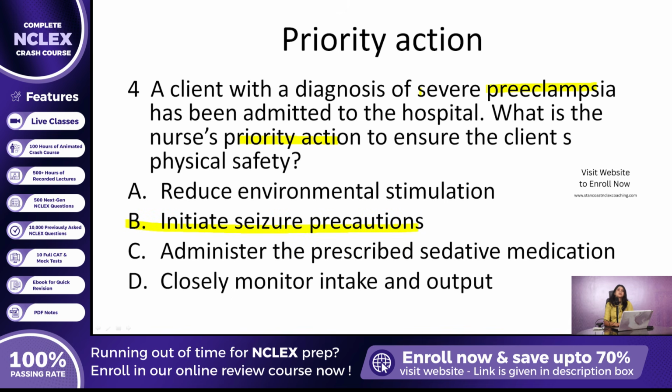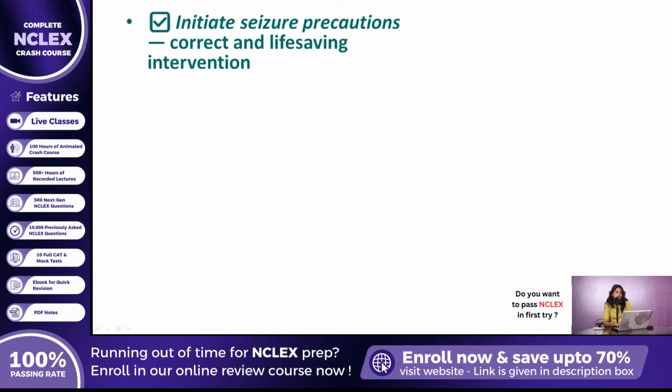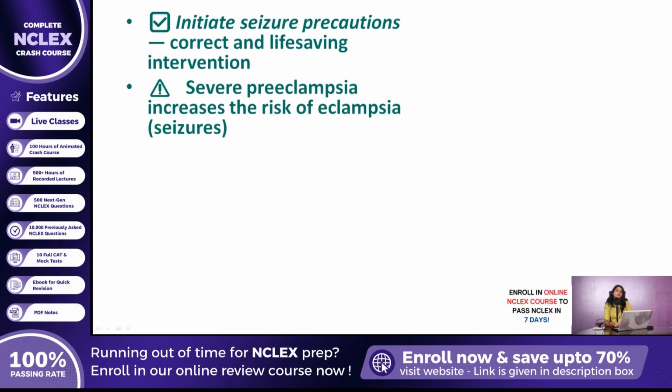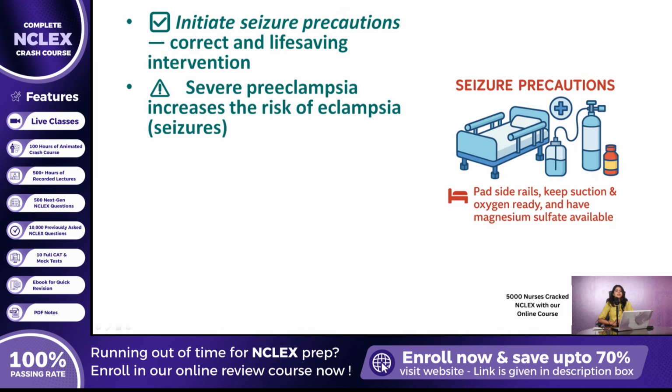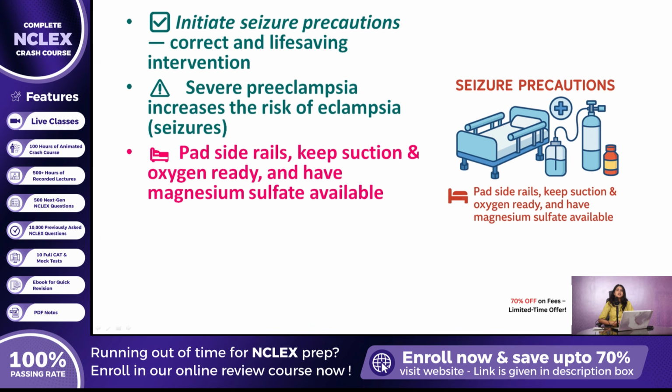Initiate seizure precautions. This is the correct answer because clients with severe preeclampsia are at high risk of developing eclampsia, which is characterized by sudden, unpredictable seizures. To ensure safety, the nurse should promptly implement seizure precautions, such as padding side rails, keeping suction and oxygen equipment at the bedside, and ensuring emergency medications like magnesium sulfate are readily available.